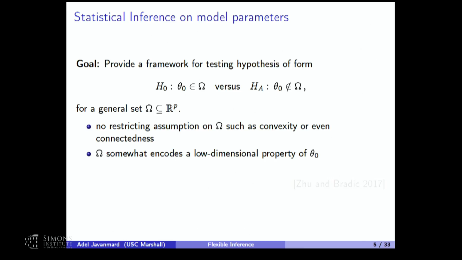To be specific, I would like to develop a general framework for doing this sort of hypothesis testing. So the null hypothesis is that your parameter theta 0 belongs to some set omega, and the alternative is just the opposite of that one. And this omega is some pre-given set to you. Now you can think of encoding different types of structure in the set omega, and then if you have this framework, you can test whether your theta 0 has that type of structure or not. We are not making any restricting assumption on omega, so it could be non-convex or even disconnected.